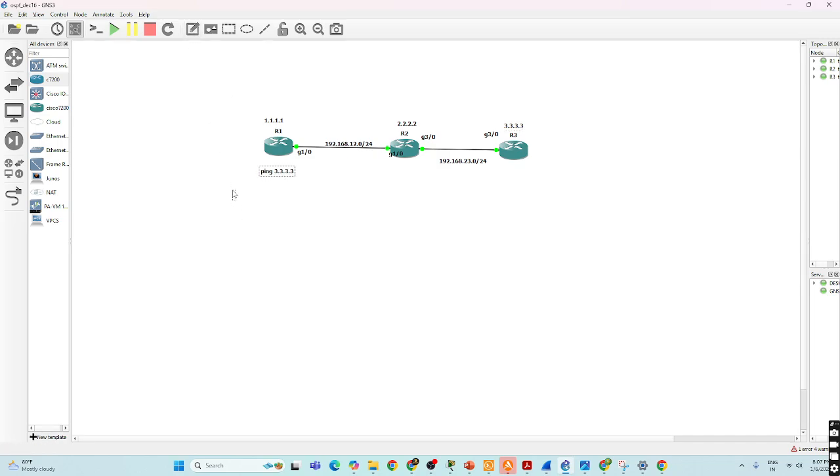How did we add the route manually? IP route, 3.3.3.3, that subnet mask, and the gateway is 192.168.12.2. Like this we have configured. Yes or no, everyone, right? This is a static route we have done. The disadvantage of a static route is you need to add these routes manually in your routing table.